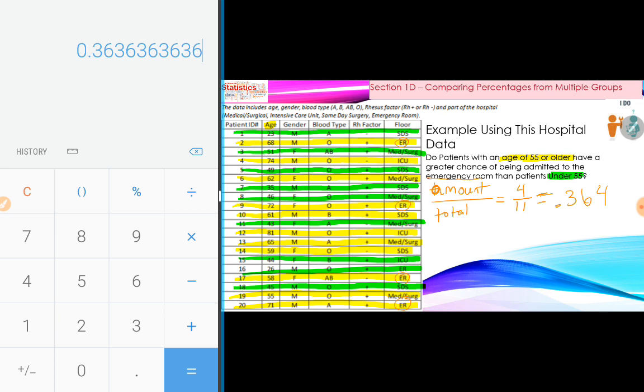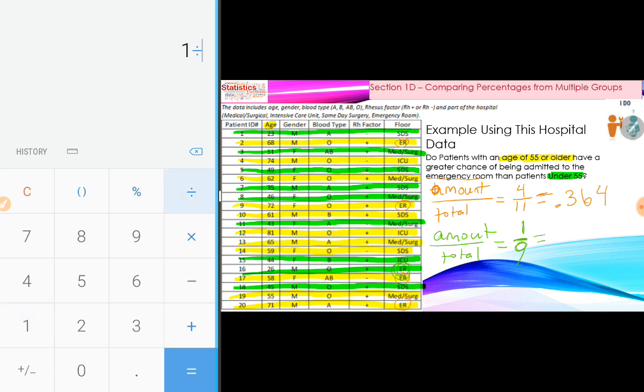So now let's look at their amount over total. The total in that group is 9 patients. And from that group, how many of them went to the ER? So I'm looking at just the green highlights now, looking for ER. There's 1, and that's it. Just 1/9 of those. So to get that decimal proportion, I get 1 divided by 9. And my decimal proportion here is 0.111. I'm going to round down there because the fourth digit is also a 1, which is under 5.